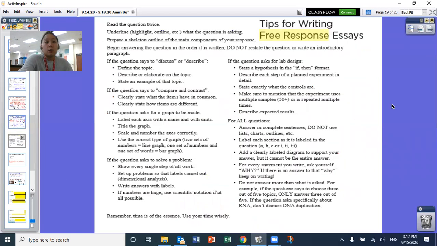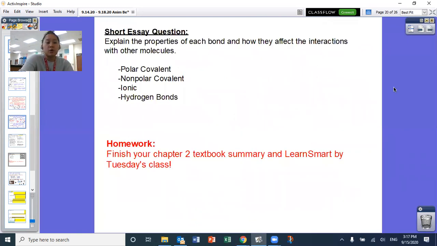Okay, so to summarize, after you've paused and written your notes and reviewed all of those things, I'm going to ask that you write a really, really short essay kind of describing them, just to show me and yourself that you understand how these bonds work and maybe why they're important. Okay, so here's tips for writing a free response essay. I've also posted it in the following assignment. And your short essay question to close out this class is to explain the properties of each bond and how they affect the interactions with other molecules.